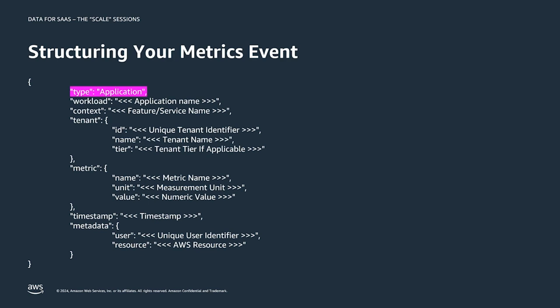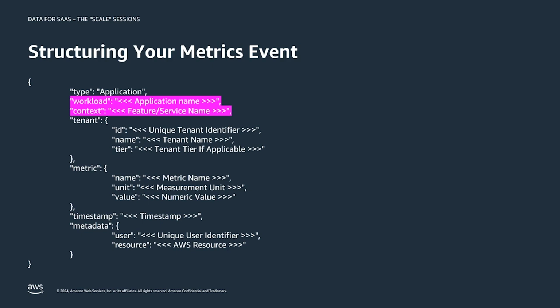We'll start with the type attribute, and this can be used to categorize the metrics down to such levels as application, business KPIs, infrastructure, whatever sort of high level categorization or grouping you want to introduce.